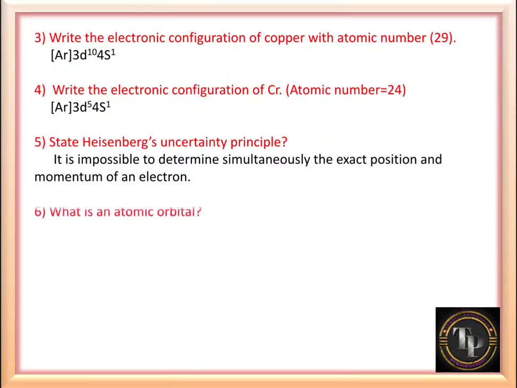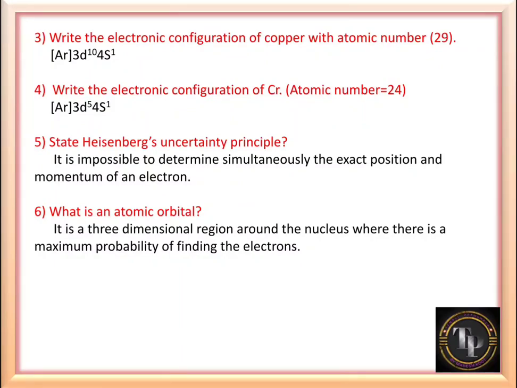Don't worry. What is an atomic orbital? It is a three-dimensional region around the nucleus where there is a maximum probability of finding the electron. So around the nucleus, the three-dimensional area is there, in that you are finding the electrons. That area is called atomic orbital.